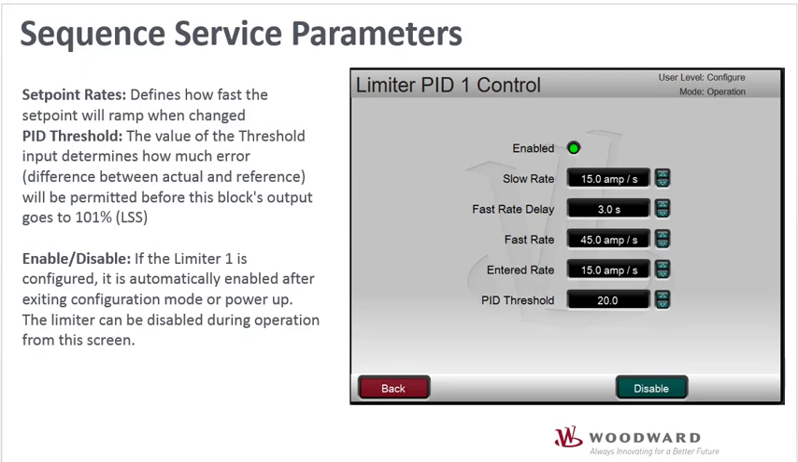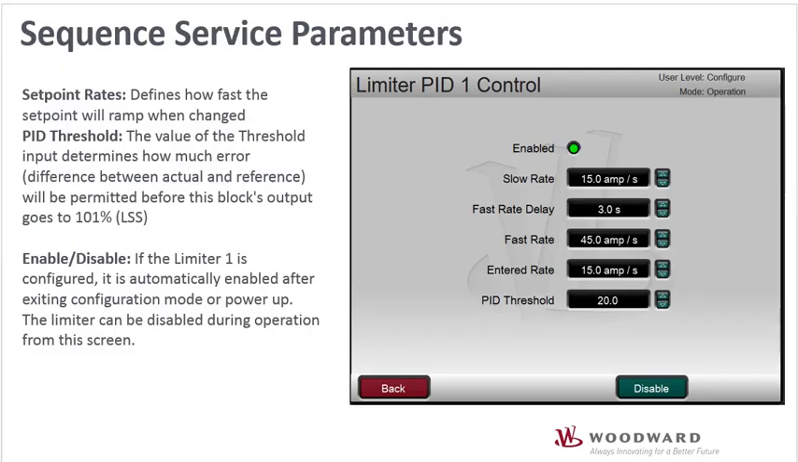Within the limiter PID service page, you can set your rates for the set point and also the PID threshold value. Now the manual contains a very detailed description of what this threshold is doing, but essentially this will define how and when the PID comes in and out of control on the LSS bus. The LED here indicates that the control is enabled, so that means that it can take control of the output on the LSS, but the limiter can be disabled if needed from the service page.